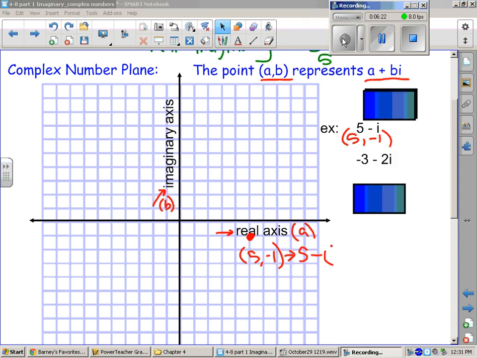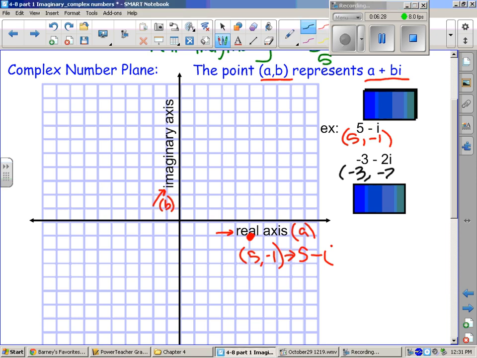All right, next one, -3 minus 2i. So this time the real part is -3, and the imaginary part is -2. So graphing that point, (-3, -2), that would be right there. But remember, that's really representing the complex number -3 minus 2i.